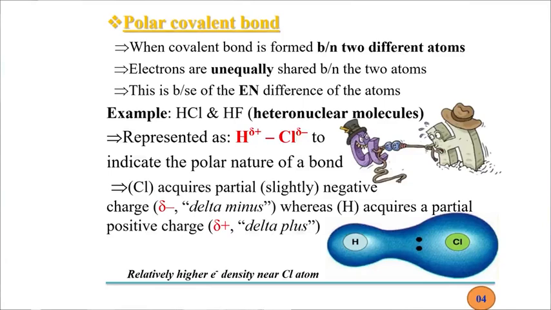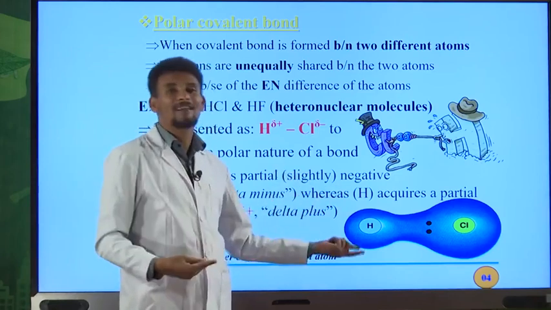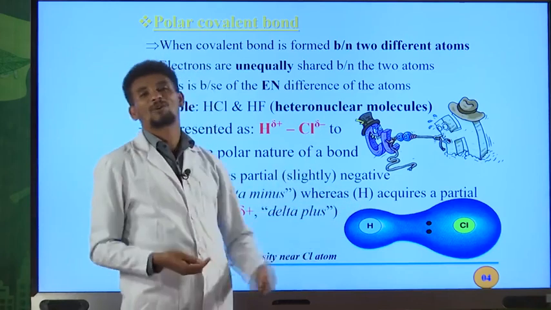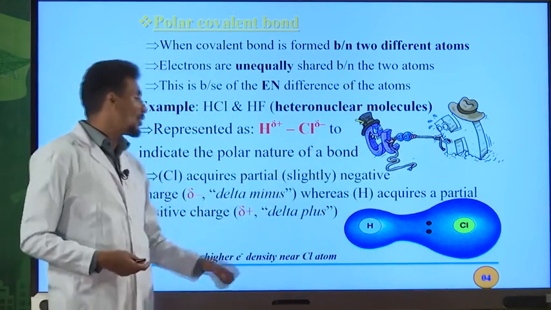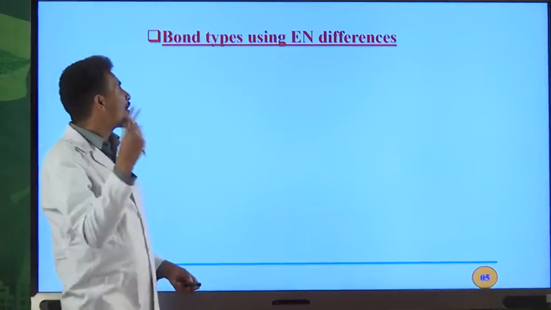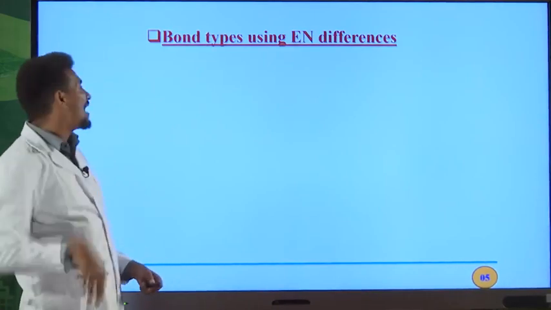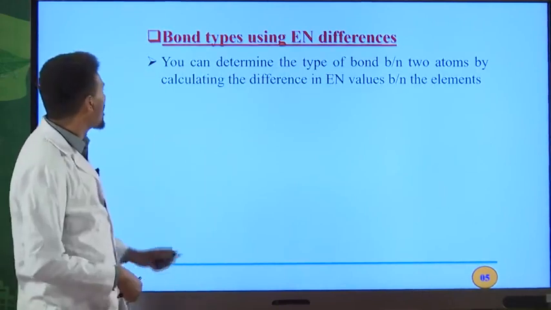Therefore, the bond formed between hydrogen and chlorine atoms is a polar covalent bond with a relatively higher electron density near the chlorine atom. So electrons are asymmetrically distributed between hydrogen and chlorine atoms, with higher electron density near chlorine because of its electronegativity. So we can identify the polar covalent bond based on the electronegativity of the atoms participating in the bond formation.